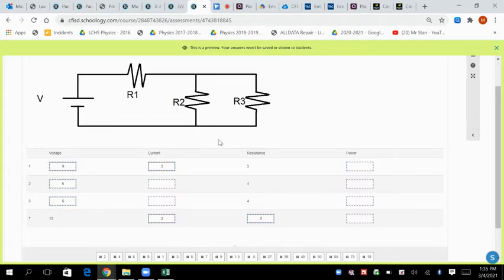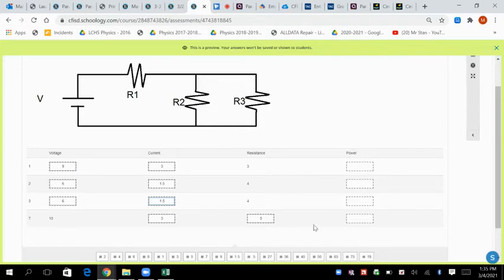Okay, so now it's time to use the two equations to figure out the rest of these numbers. V equals I times R, 6 equals some number times 4, and that would be 1.5. Okay, the same problem on row 3, 1.5 again.